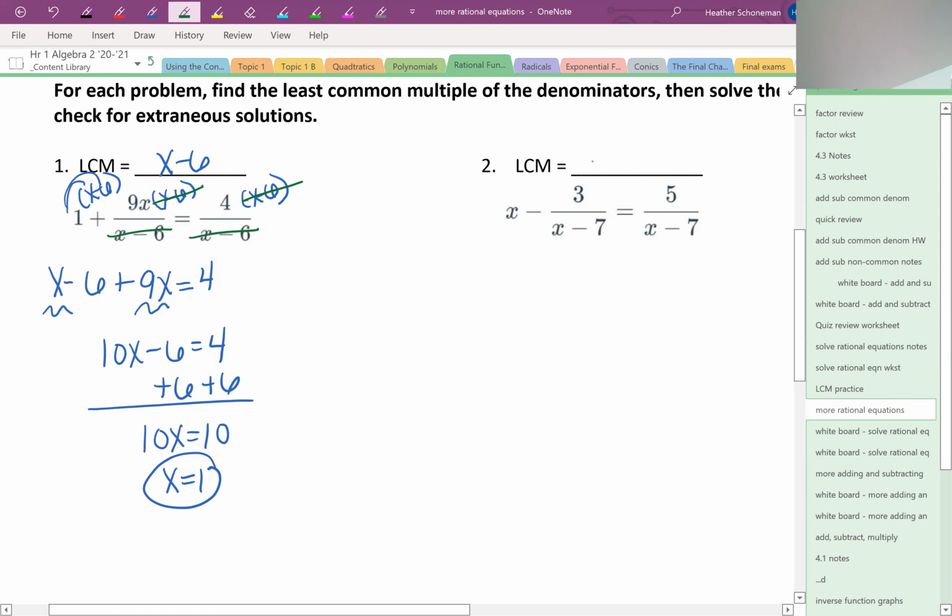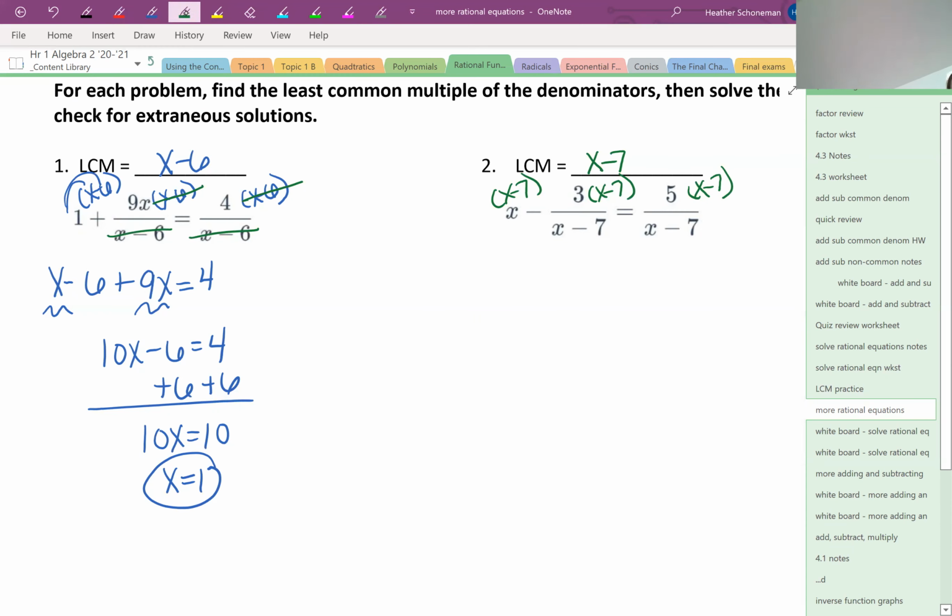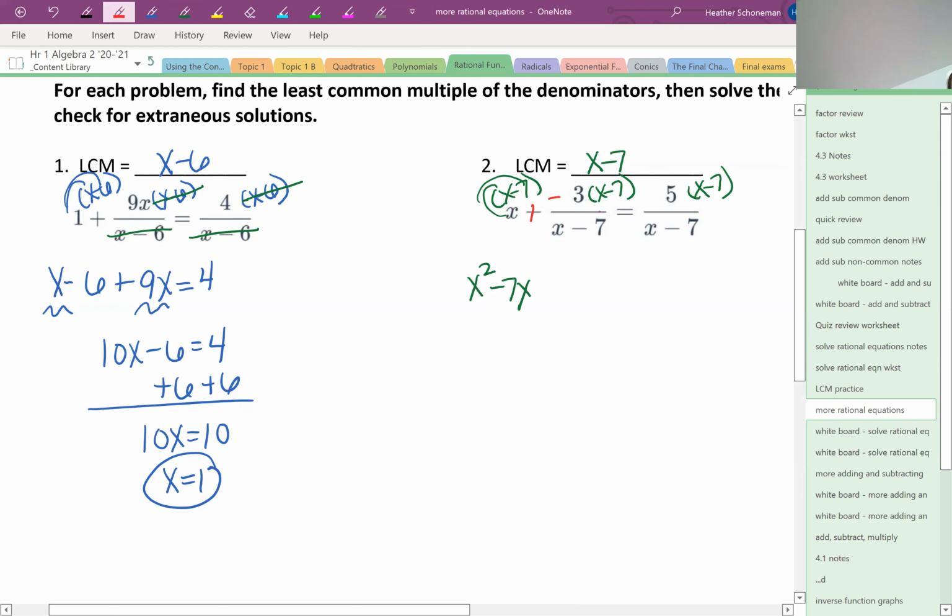Number 2, the least common multiple is x minus 7. So we're going to multiply each term times x minus 7. On the first one, nothing cancels out, so we have to distribute. X times x is x squared, and then we get minus 7x. On this one, I do have a minus, so it's plus a negative, but the x minus 7's cancel, so that just leaves me with -3. Over here, the x minus 7's cancel again, and I'm just left with 5.